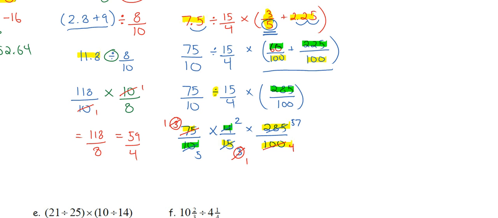Anything else here? Yes, we can take this 2 and that 4. I'll cross that off as a 1 and make that a 2. That's pretty good. If I look at all the numbers here, I've got a 1, a 1, and a 57. So the numerator is going to be 57, and then I'll divide that by 5 times 2. So I have a 5 there, a 2 there, and a 1 there. 5 times 1 times 2 is going to be 10. And 57 divided by 10 is the same thing as 5.7.